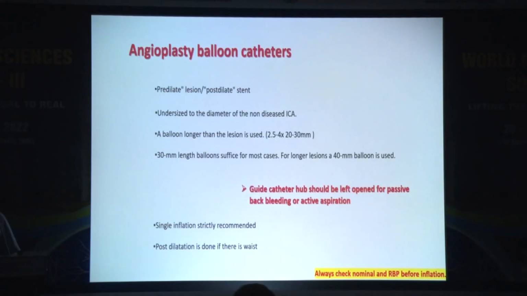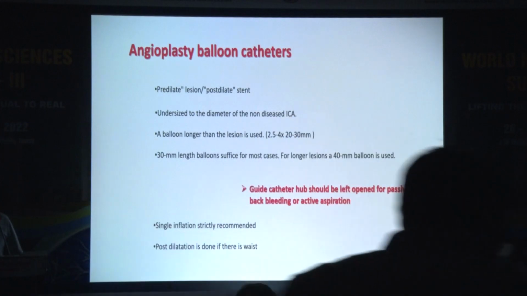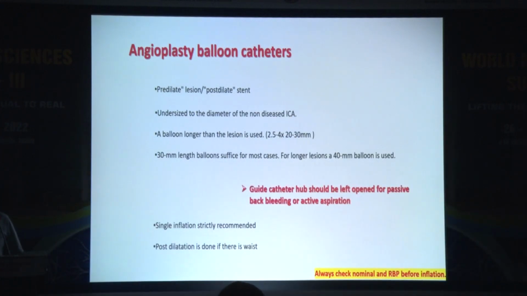So coming on to the angioplasty balloon catheters, these are used to pre-dilate the lesion and post-dilate the stent if there is a residual stenosis. There are certain points while doing an angioplasty which have to be kept in mind. One is we have to undersize to the diameter of the non-diseased ICA. We cannot oversize the balloon because it can rupture the plaque, it can rupture the vessel also. So this is very important.